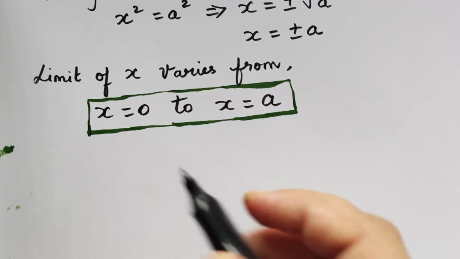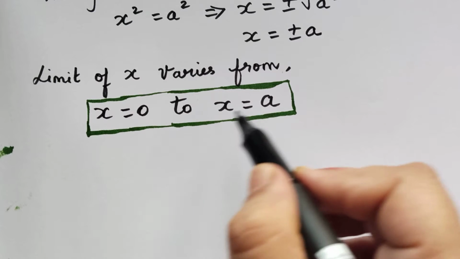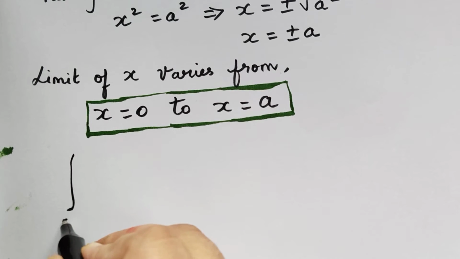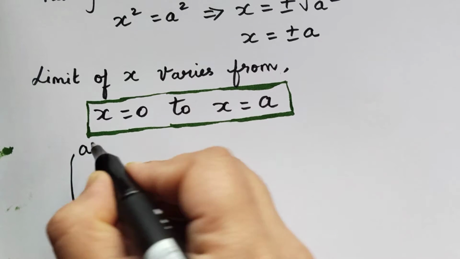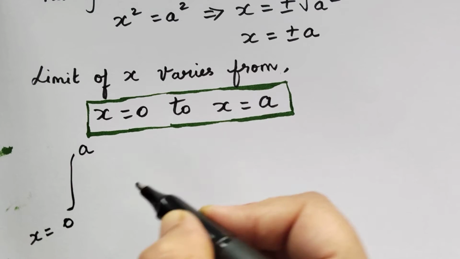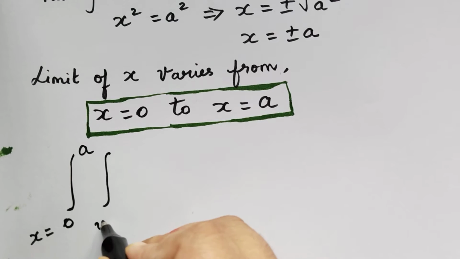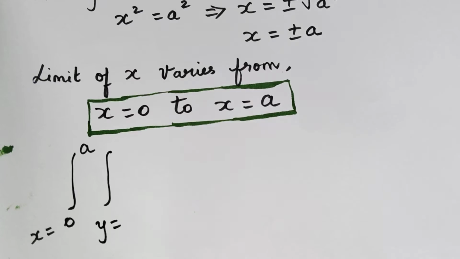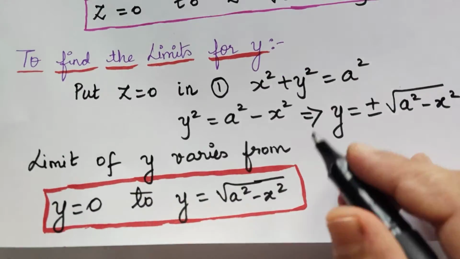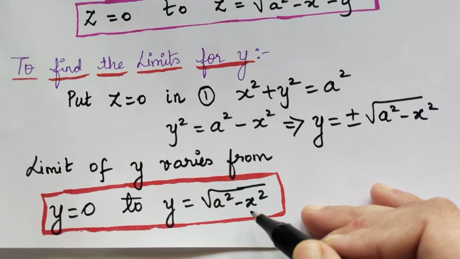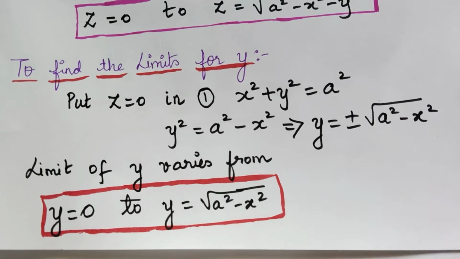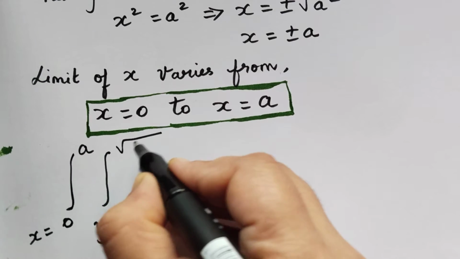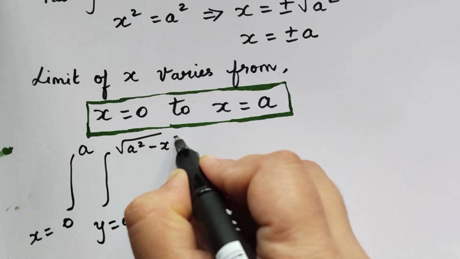And since x is independent of any variables and it varies only between constants, that will become the outer limit, that is the limit of the last outer integral. So this is with respect to x. And the second integral will be with respect to y, since the limit of y is dependent on one variable x, and therefore it will become the limit for the middle integral. So y will vary from 0 to square root of a square minus x square.